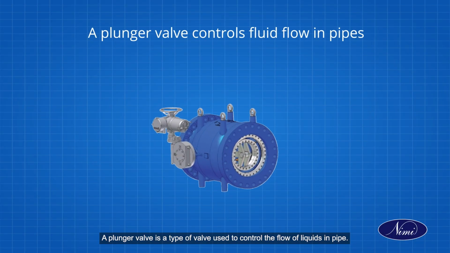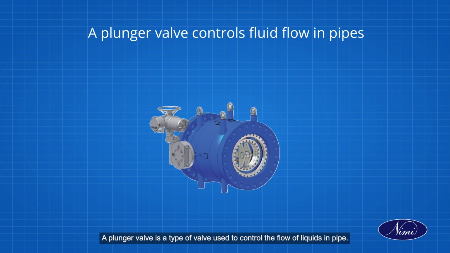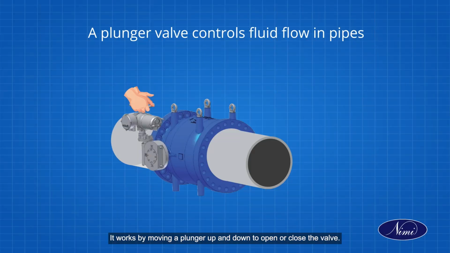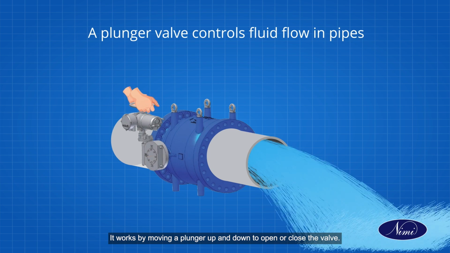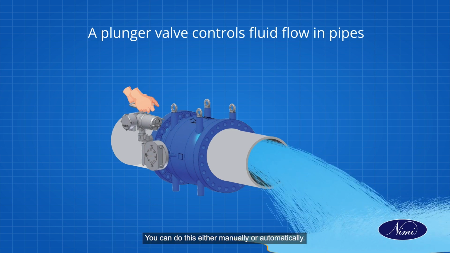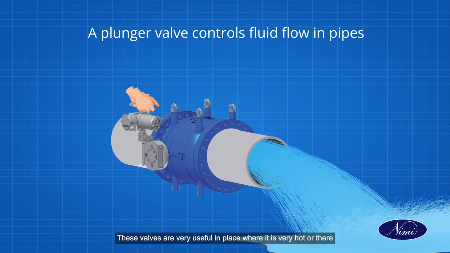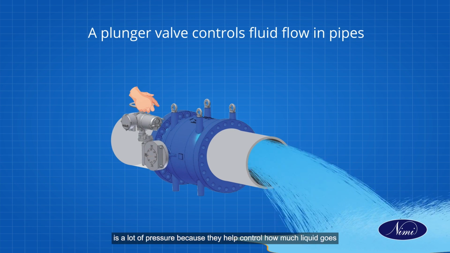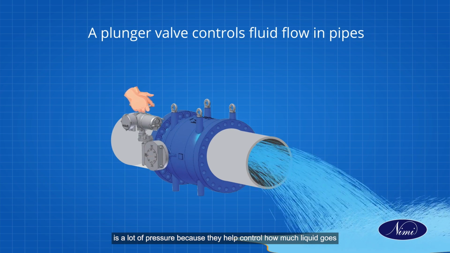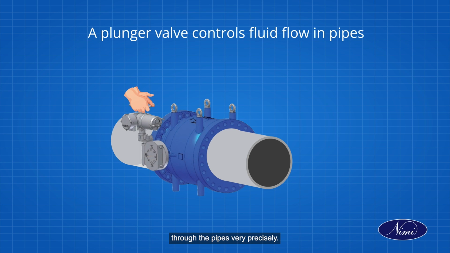A plunger valve is a type of valve used to control the flow of liquids in a pipe. It works by moving a plunger up and down to open or close the valve. You can do this either manually or automatically. These valves are very useful in places where it is very hot or there is a lot of pressure, because they help control how much liquid goes through the pipes very precisely.